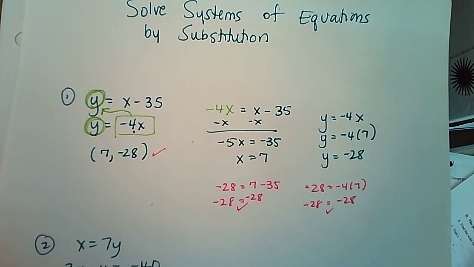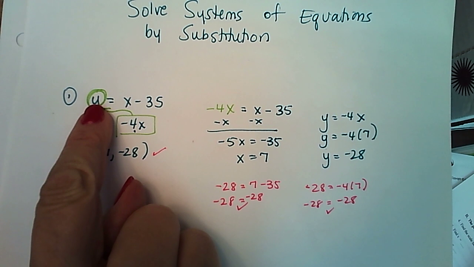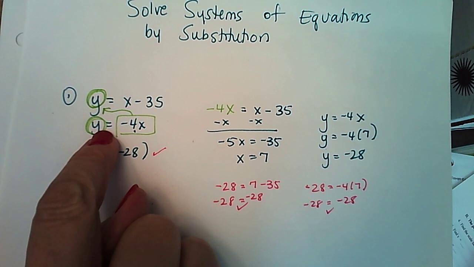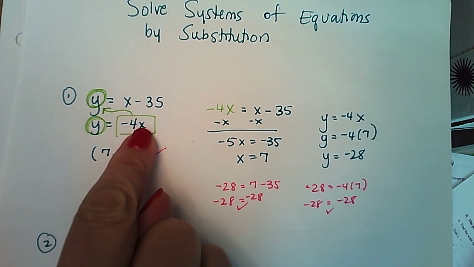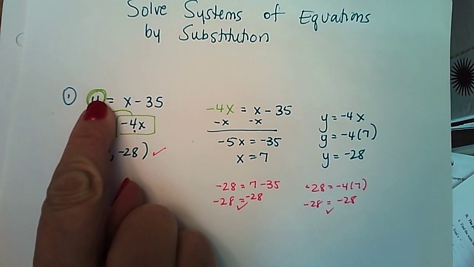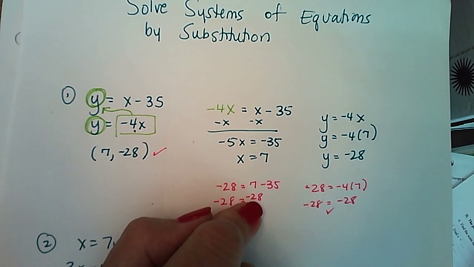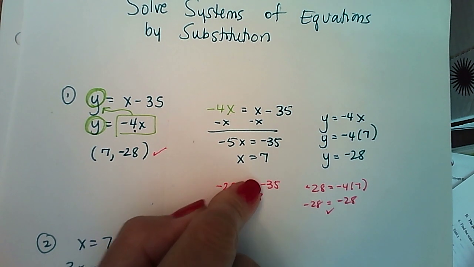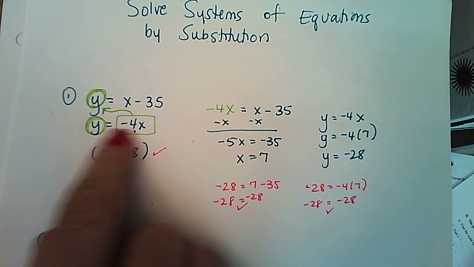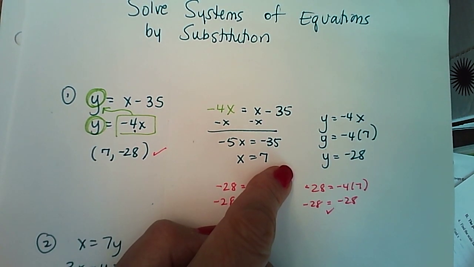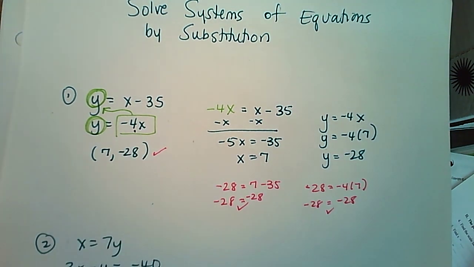So let me review that one more time before I move on to another example. I replaced the y in the first equation with what y equaled in the second equation. So it says here y equals negative 4x. I took the negative 4x and I replaced it inside that original equation and I solved for x. Then I took my answer for x, put it into this equation here because I didn't use it to solve for x, and found my y. If I put it into the top equation, you will get infinite solutions, so don't do that.